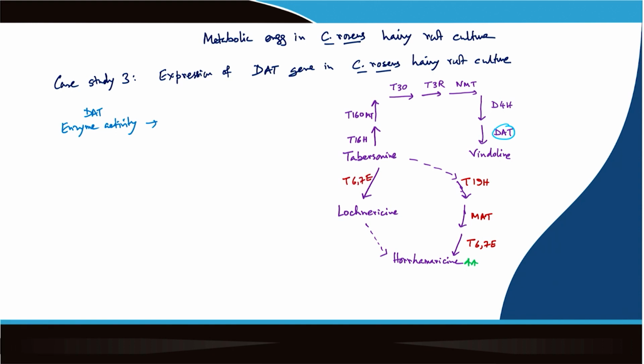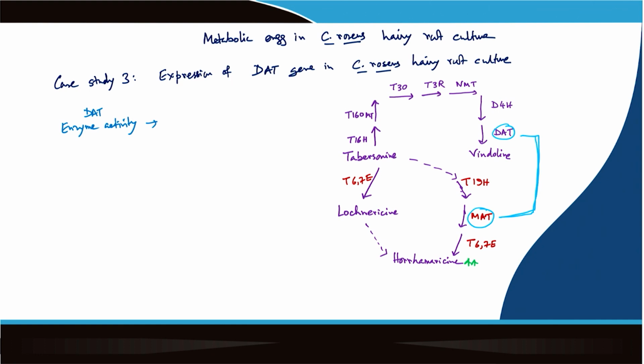Now, this MAT, the full form of MAT is minovincine 19-O-acetyltransferase. So, that means this MAT and DAT are more or less a similar type of enzyme. So, when you overexpress DAT in the hairy root of Catharanthus, what happens?